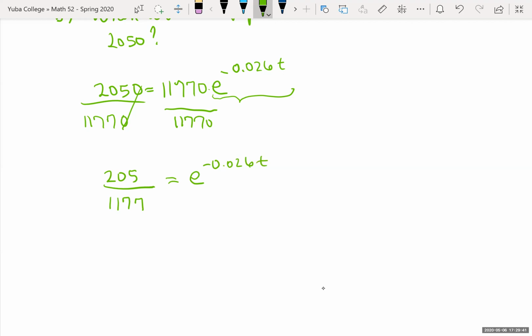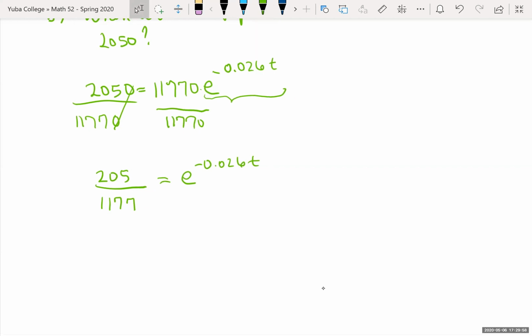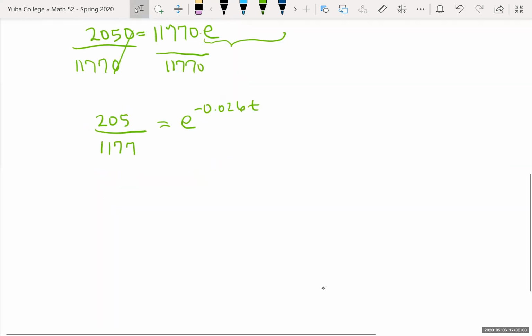And so we got our exponential piece by itself. We want to bring down the exponent from the e so that we can solve for that variable. And so we want to take either the log or natural log of both sides of our equation. And since we have e, it's easier to take natural log because that's just actually equal to the exponent.